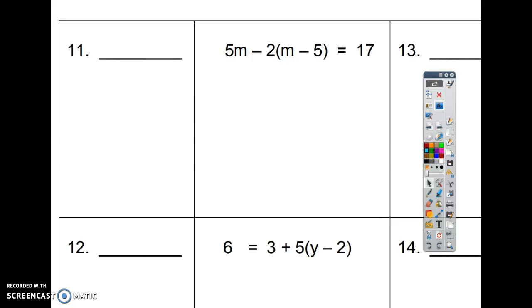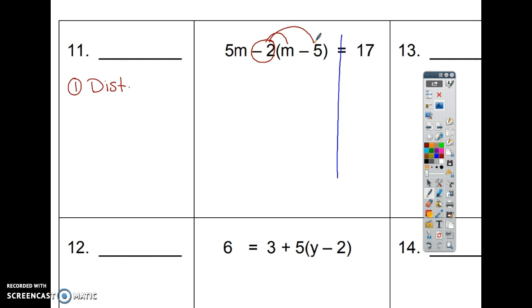Problem number 11, we're going to do the same thing. We're going to draw the line, and we're going to do our steps. Step number 1, distribute. We have a -2 to distribute to the m and the -5.